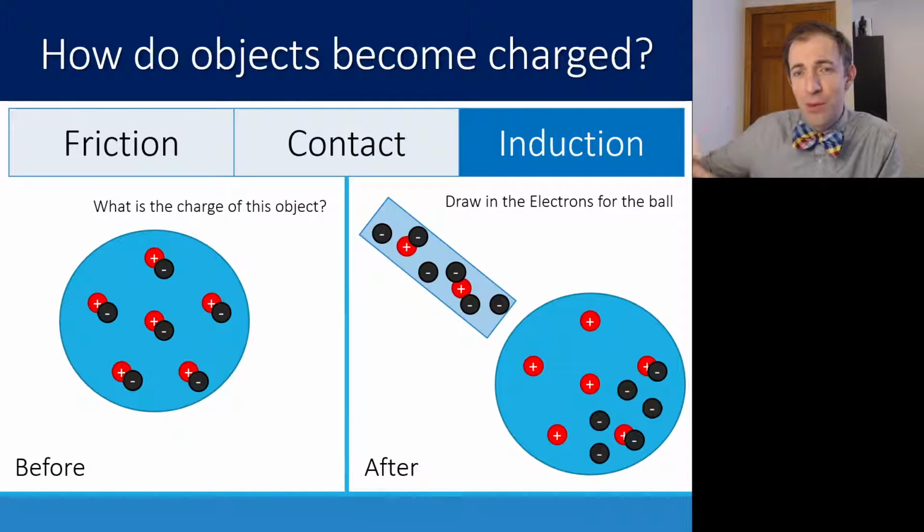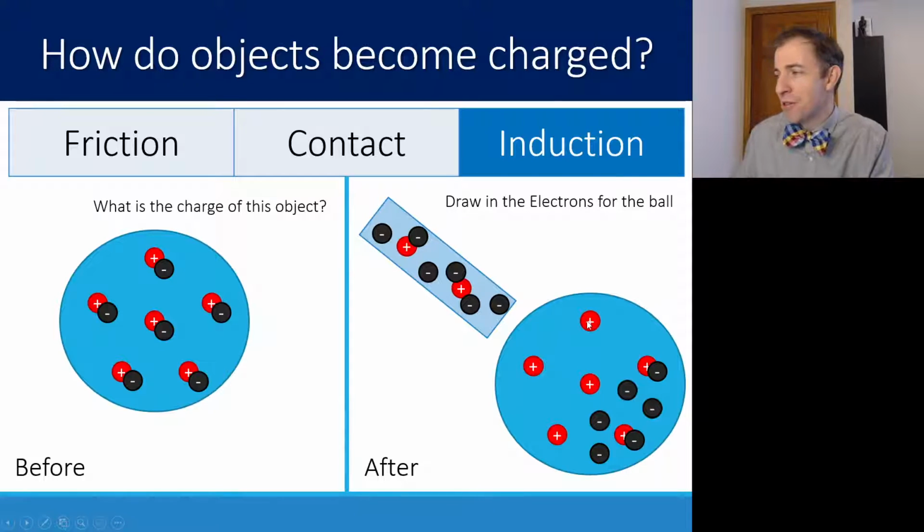Instead, they just redistribute. Those electrons move away from that negatively charged object, and you have what's kind of a bipole: toward that negative is a positive portion of the circle, and away from it is a negatively charged portion of that circle.